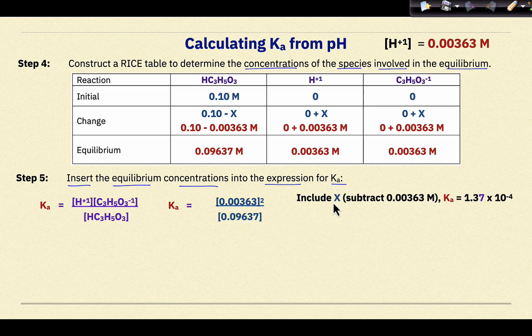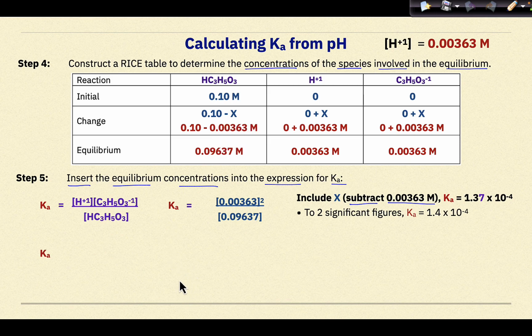This includes the X. So in this first scenario, we're subtracting the 0.00363 molar, where Ka is 1.37 times 10 to the negative 4. Now, considering that this is two significant figures, the Ka value would be 1.4 times 10 to the negative 4. Let's compare that to if we disregarded this value for X right here.